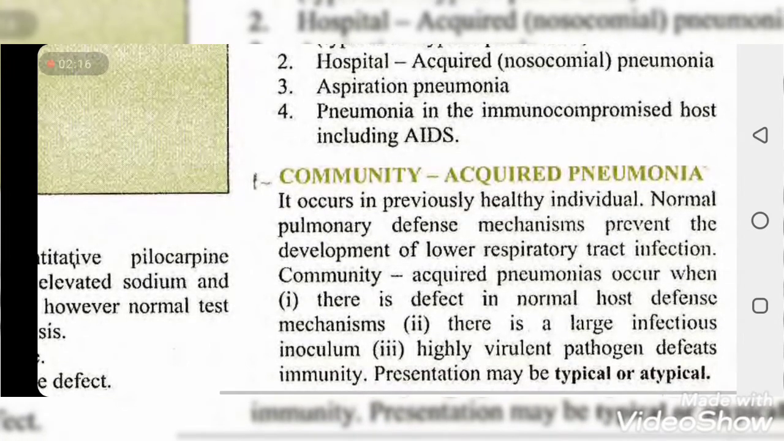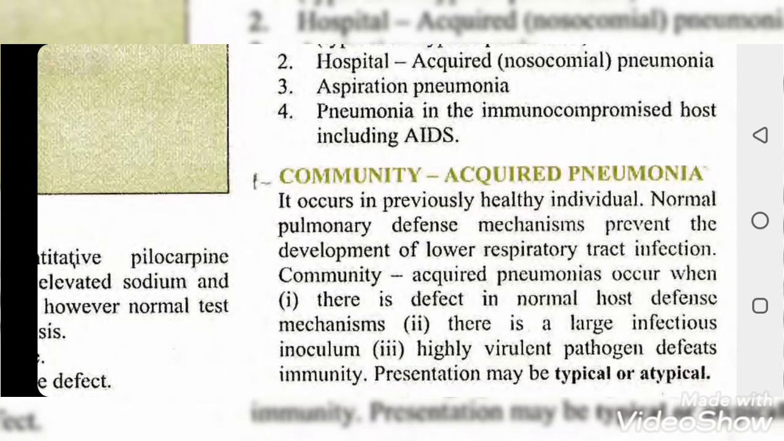Community acquired pneumonia occurs in previously healthy individuals. Normally, pulmonary defense mechanisms prevent the development of lower respiratory tract infections. Community acquired pneumonia occurs when there is a defect in normal host defense mechanisms. Number 2, there is a large infection inoculum. Number 3, a highly virulent pathogen defeats immunity. Presentation may be typical or atypical. So there are 3 ways to cause community acquired pneumonia: a defect in normal host defense mechanism, a large infection inoculum, or a highly virulent pathogen defeating immunity.